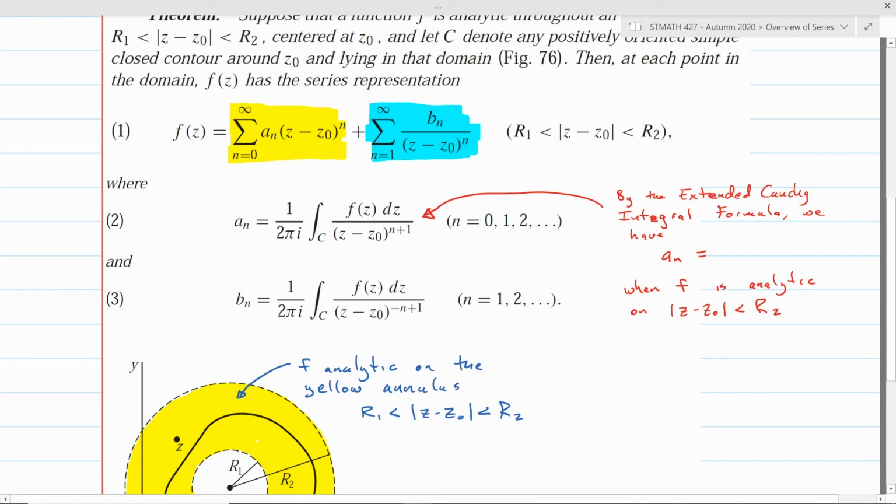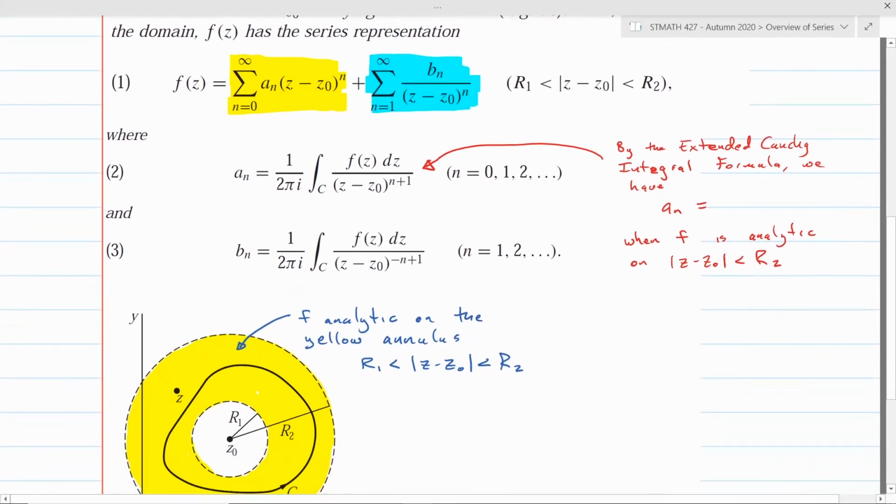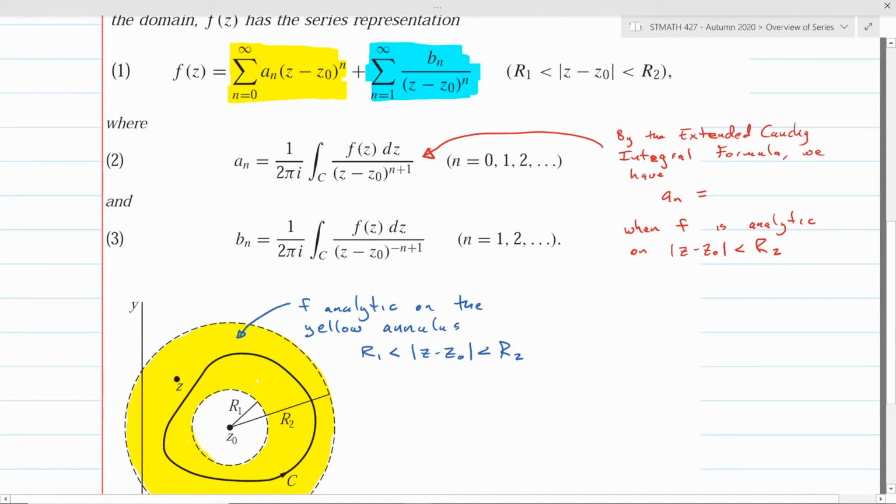So we get the parts where the z minus z naught is in the denominator here. And the coefficients can be given by these two formulas. On the positive exponent part, you've got the formula a in there. So it's the kind of formula to which the extended Cauchy integral formula applies. So it looks like that sort of thing. And the b sub n's are a variation on that. But the point is there's a way to calculate these coefficients.